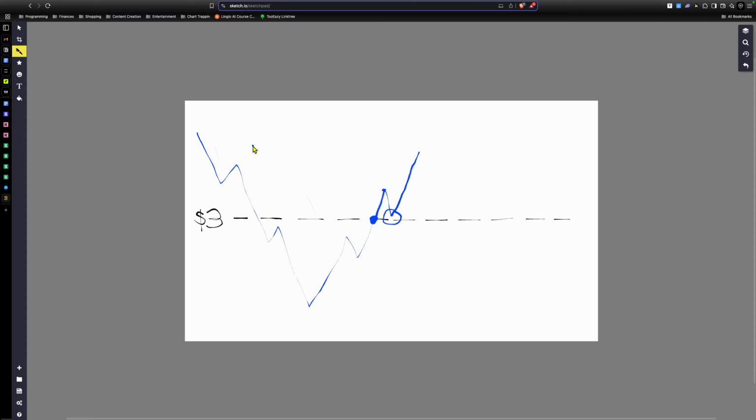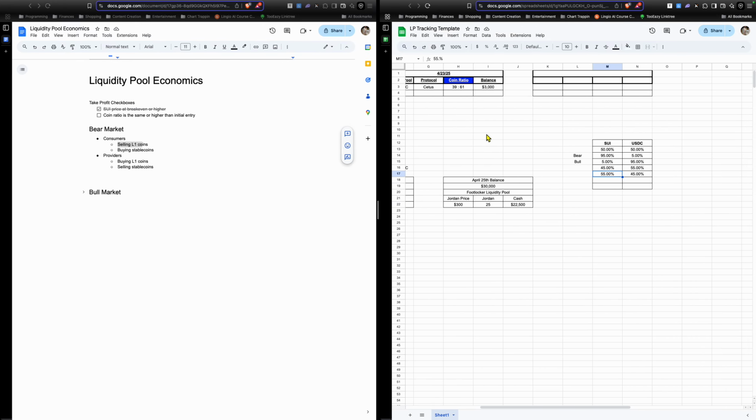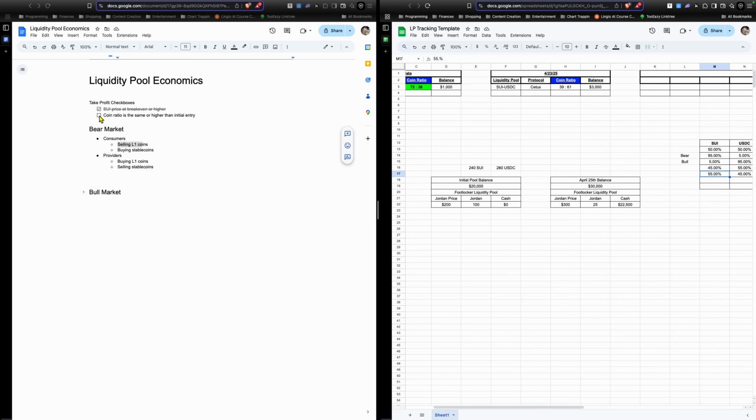All right. So yeah, that's everything. Does that make sense though? Any questions about that? Any questions at all? The main thing to understand is you need these two checkboxes at the same time. Coin ratio is same or higher than my initial entry, and the SWEET price is at break even or higher.